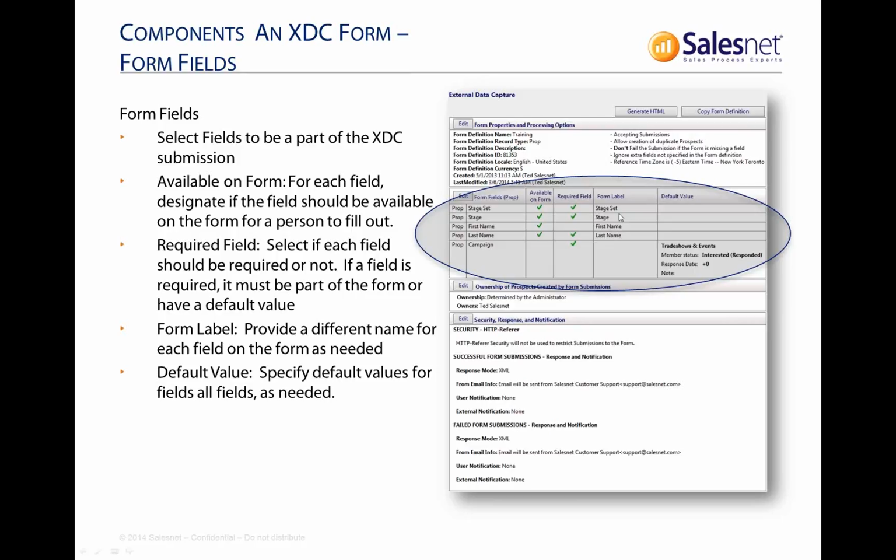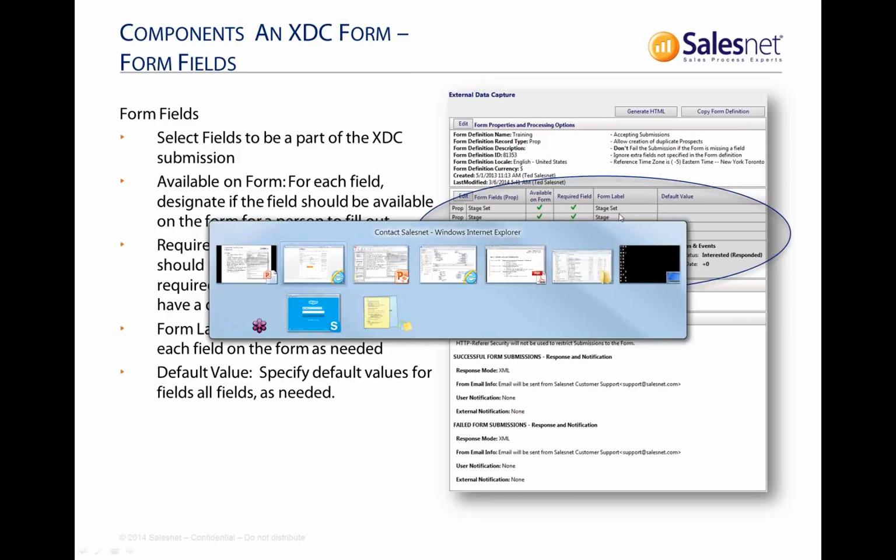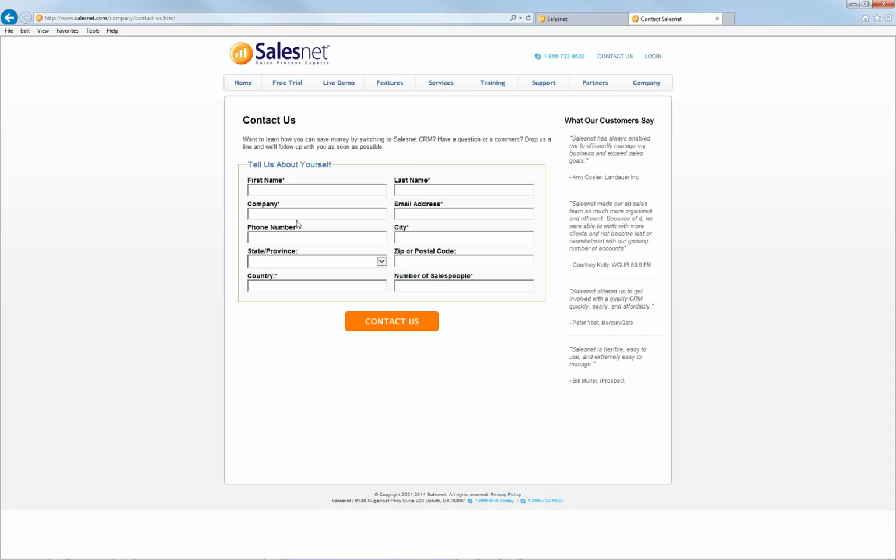Also, we can designate the label. Okay, so here, company, we don't call that field company within our Salesnet. It probably says company name, but on the form we just want it to say company.